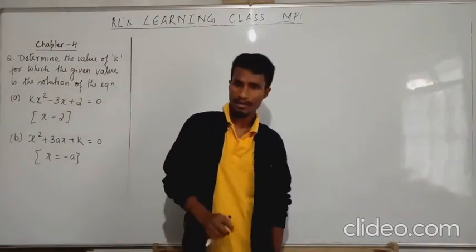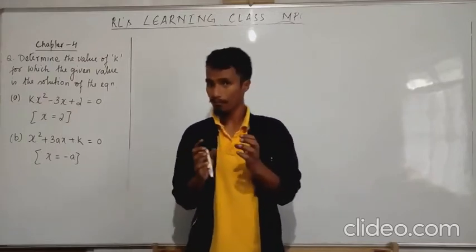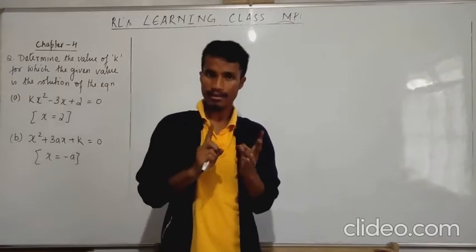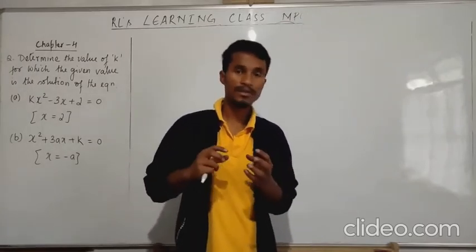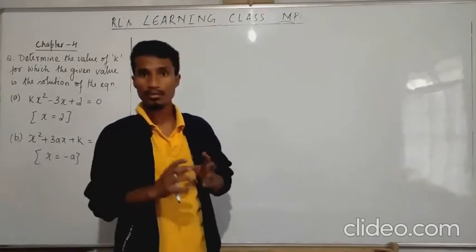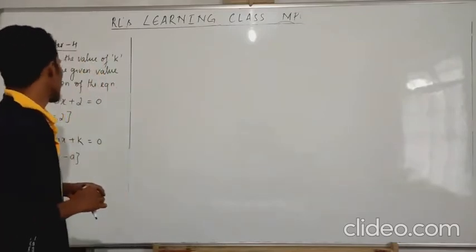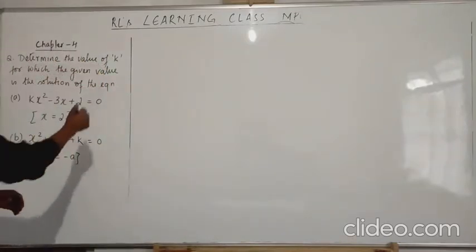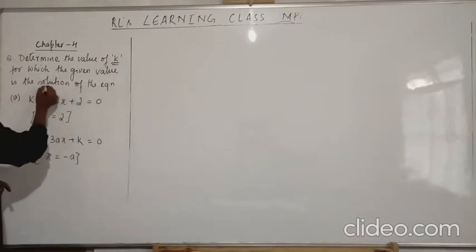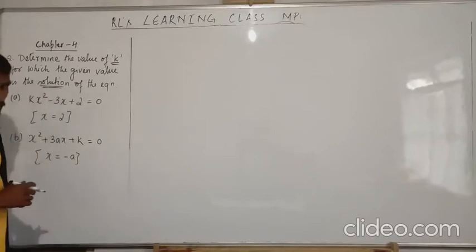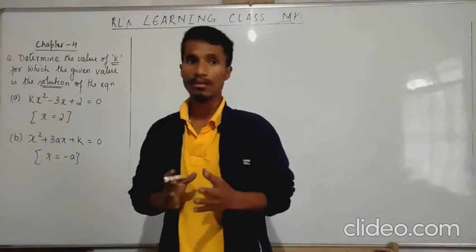Now we just finished checking whether the equation is a quadratic equation or not. Then the solution of the equation: which of the given values are the solution. Solution means we have to get the whole thing equal to 0. Then here we need to find the unknown value, that will be k. Determine the value of k. We need to find the value of k for which the given value is the solution. Solution means everything has to be 0. The whole equation should be equal to 0.